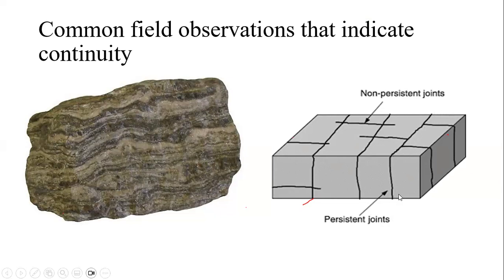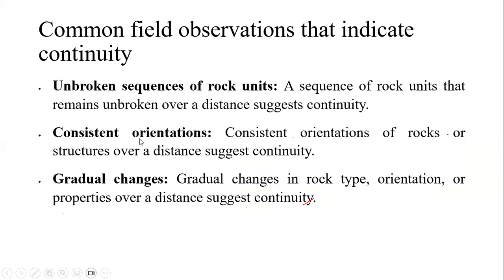Then we've got persistent joints, and also the orientation. If these joints, these fractures, remember we talked about the consistent orientations. If the fractures are just parallel to one another, they are consistent and they are not interrupted. But if they start to cross cut one another, they become interrupted. That's why we're saying consistent orientation of rocks or structures.